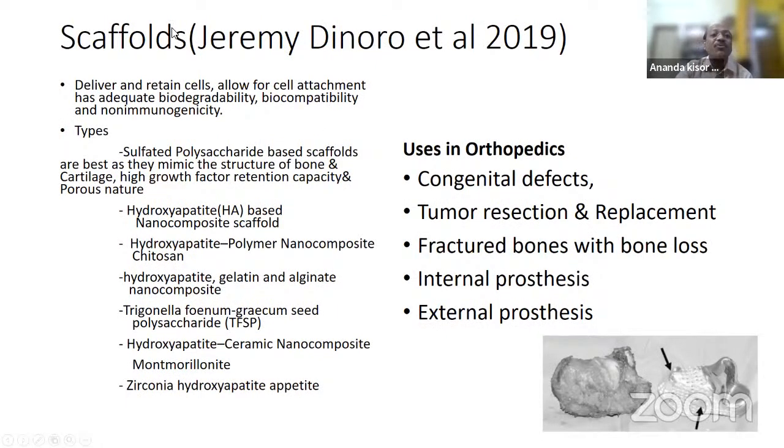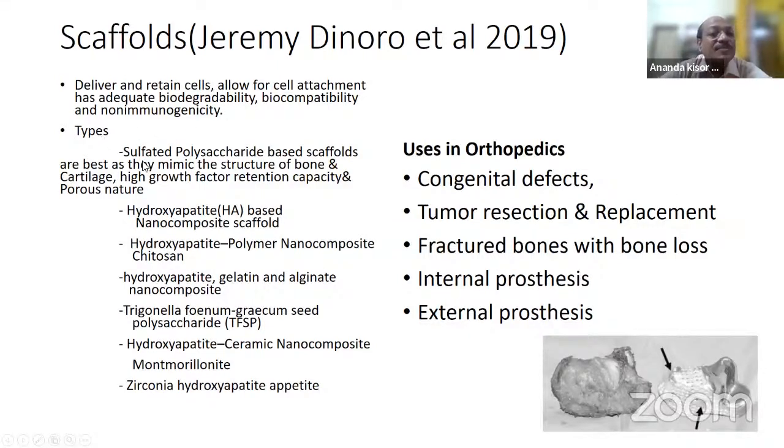Now, what is a scaffold? Basically, it is a structure which can deliver or retain the cell and allow for cell attachment, which has adequate biodegradability, biocompatibility, and non-immunogenicity. So this criteria should be there, so that it may act as a scaffold, and that can be prepared with the help of 3D printing.